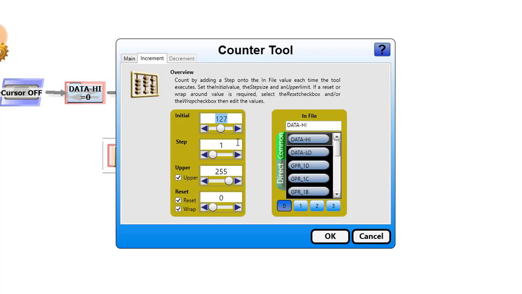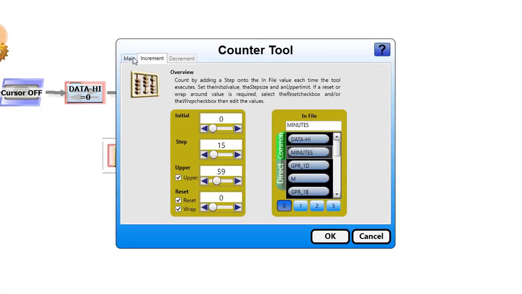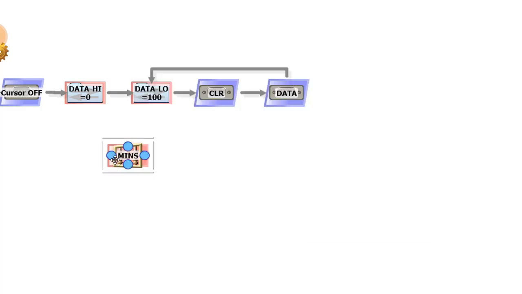So if we were going to do minutes, data low is the register that we're changing. So if we call that minutes in there, then we're going to have start, the initial is 0, the step, maybe if we do 15, and the upper as 59, because we actually go up to 59 minutes and then back to 0. And we're going to reset back at 0. That's fine. So we're selecting minutes now, and that means actually if we annotate that, just put in mins, keep it nice and short, easier to select.